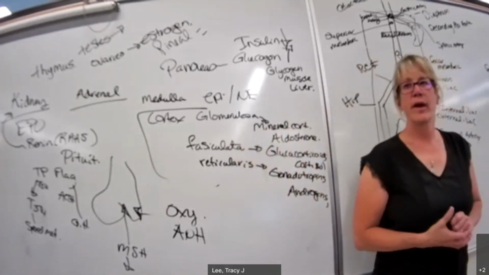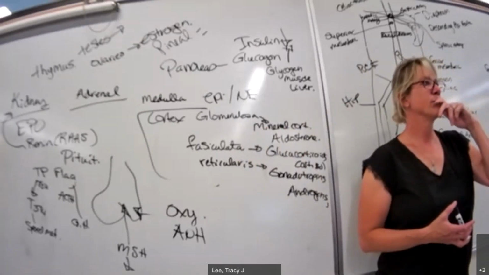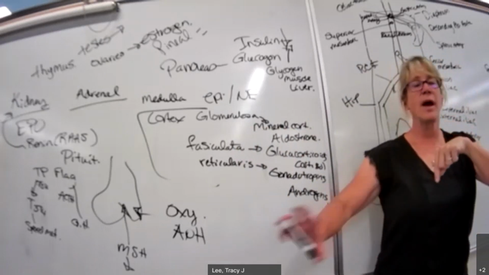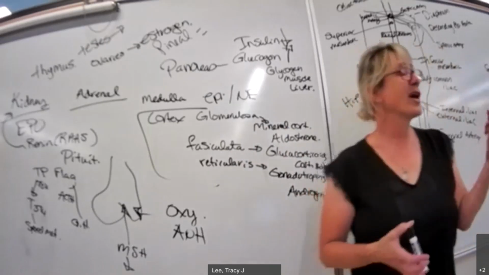What is another hormone that your thyroid secretes? Calcitonin, what's it do? Lowers blood calcium. It stops absorption of it and it goes and stores it away in your bones.